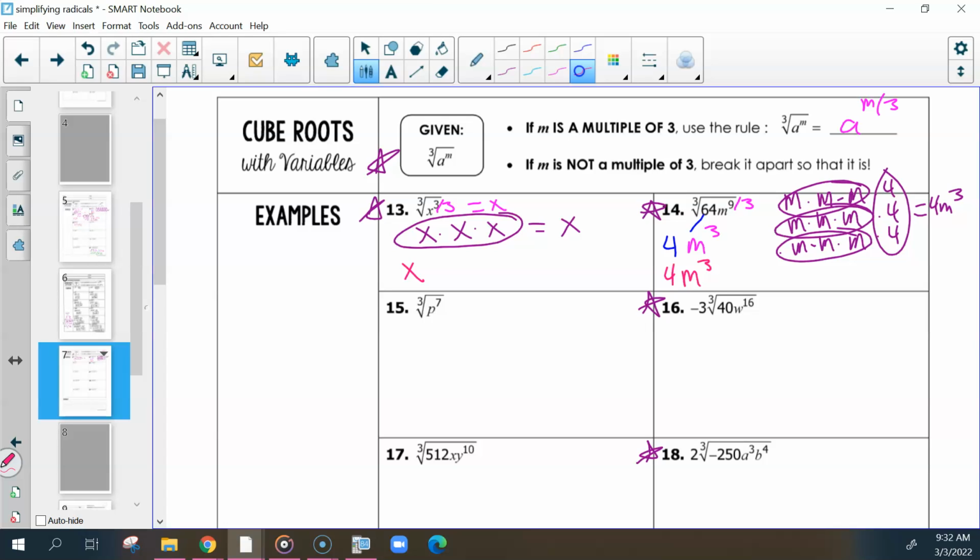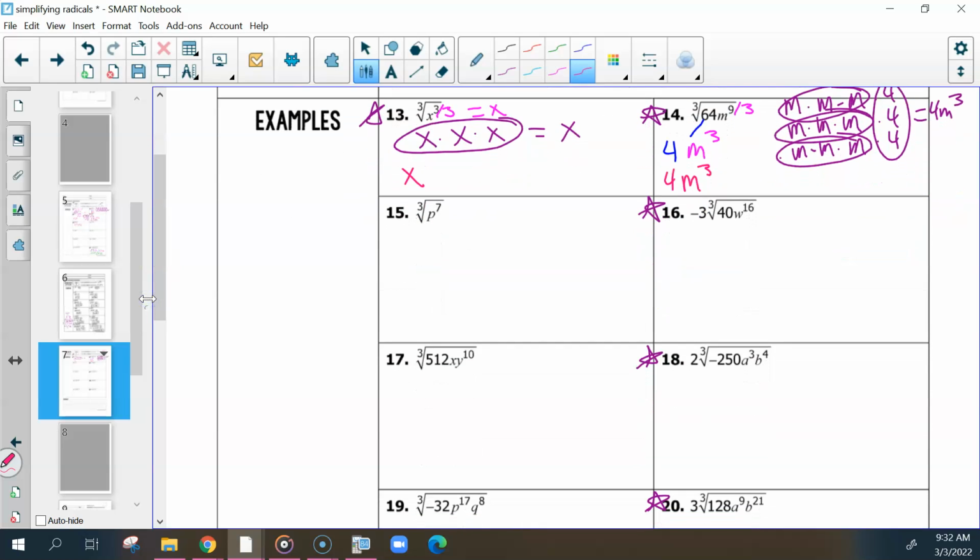Now let's jump into something that won't give me nothing left over. Number 16. Is 40 a perfect cube? No. So we're going to need to break that down. Let's use the shortest method for that. What is the highest perfect cube we can divide that by?